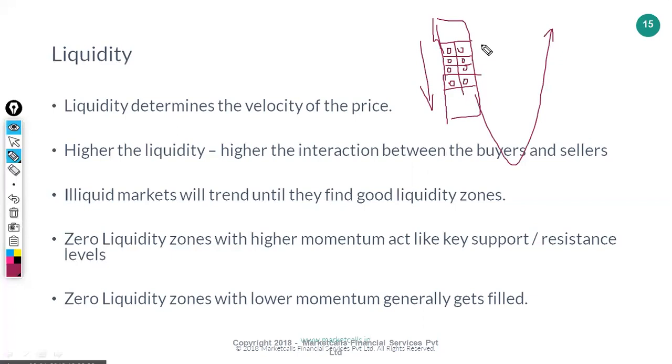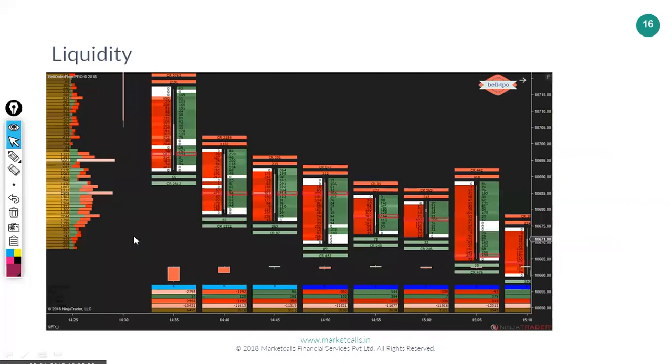Okay, we already saw one of the examples, which happened last Friday, where the zero liquidity zones got filled from the intraday perspective itself. So these are the zero liquidity zones I'm talking about. At such times you can find these zero liquidity zones that will act like your resistance zone.